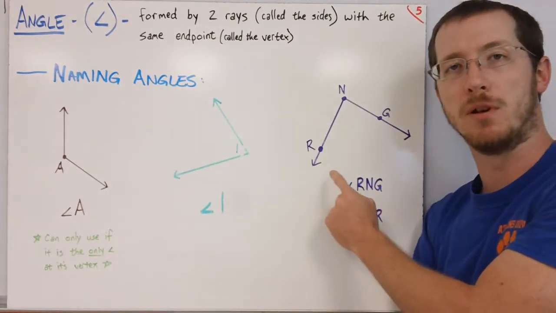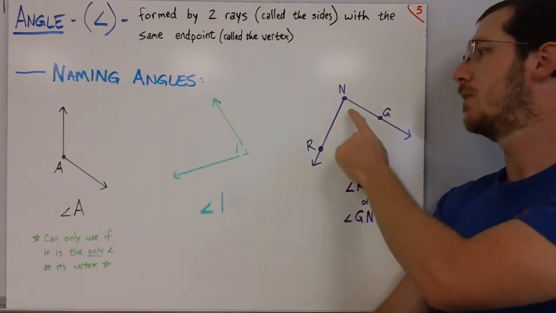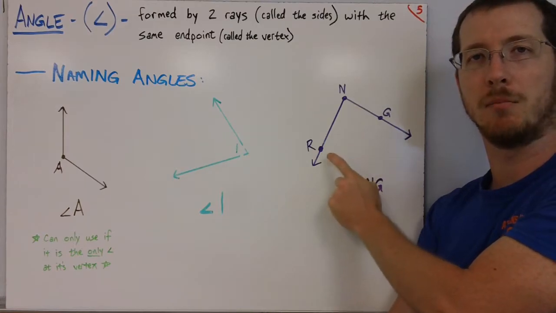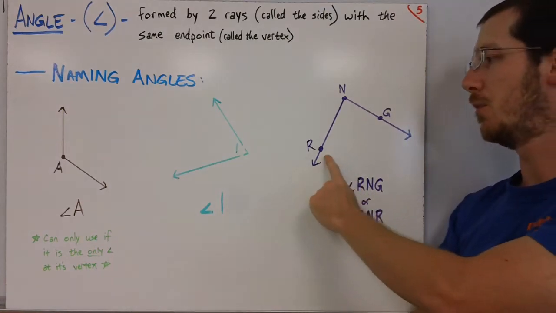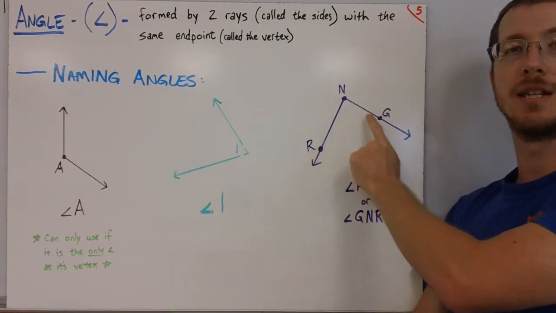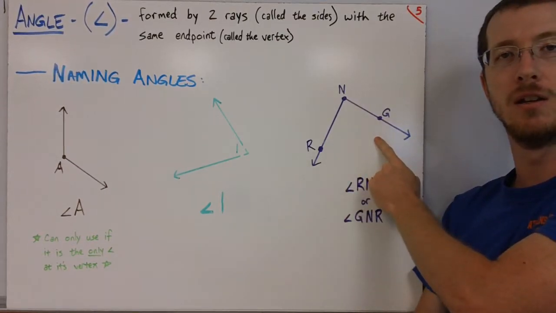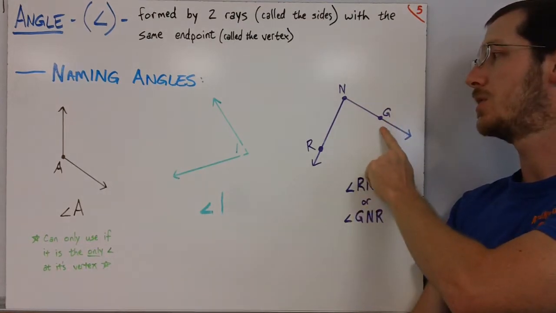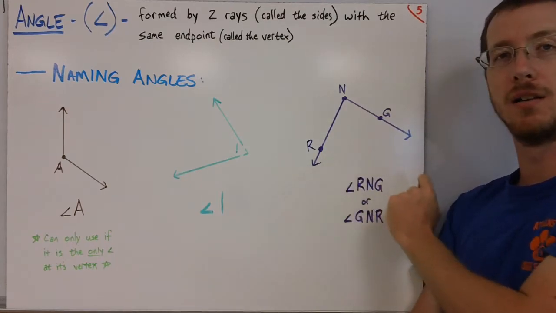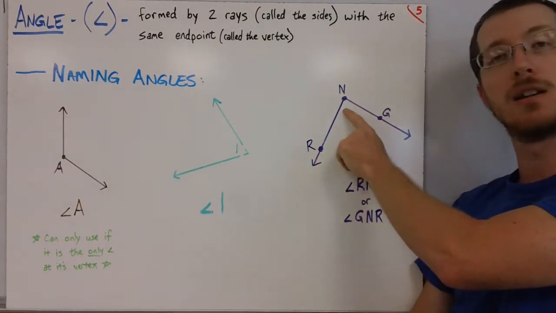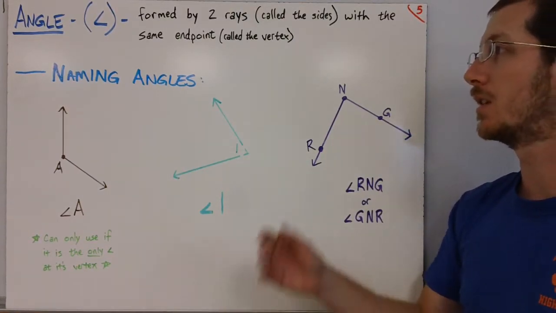Okay, our third method, the most common method, uses 3 points and 3 letters. So let's say we know the vertex and we know a point on both sides of that angle. Then we can use a point on one side, the vertex, and then any point on the other side to name that angle. So we can name this angle RNG. We can also name it angle GNR. As long as the first letter is on one side, the second letter is the vertex, and the third letter is on the other side, we can name it using the 3-letter method.